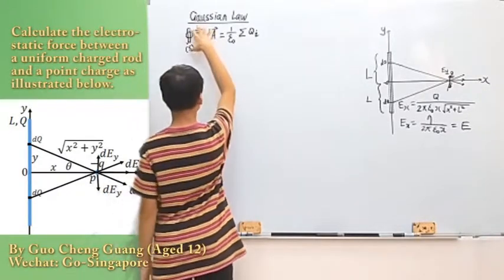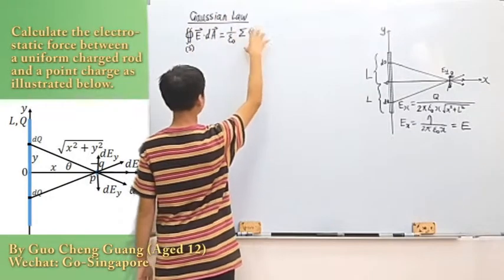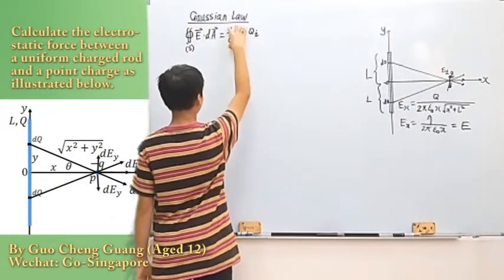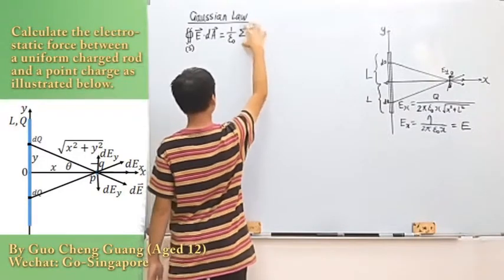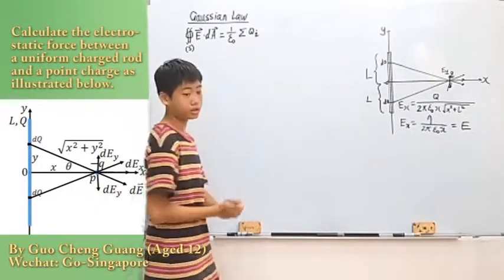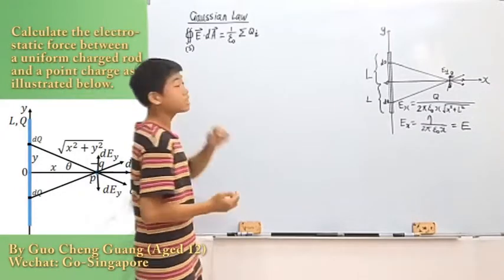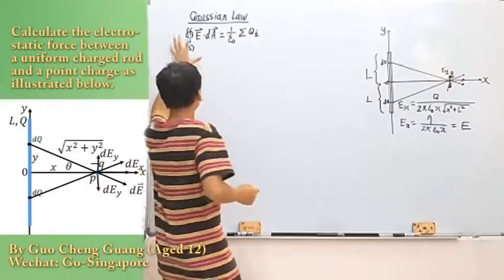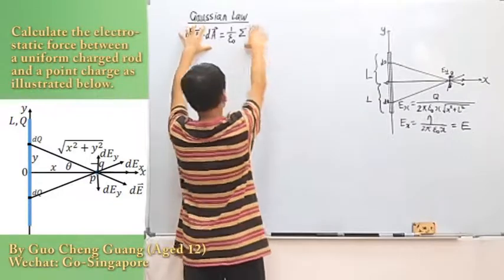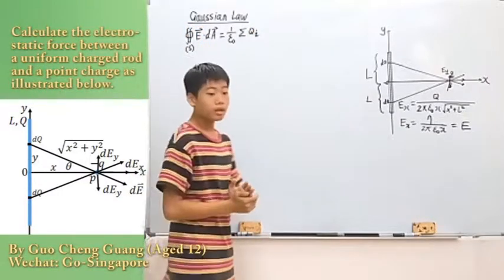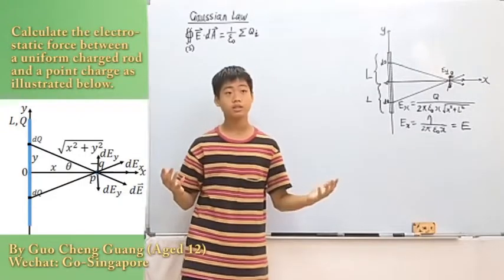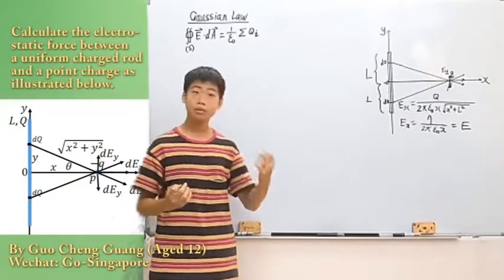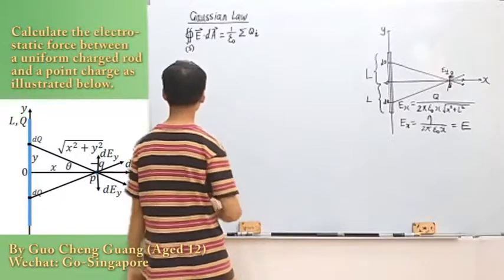Then that means flux being equal to 1 over epsilon naught sigma. Sigma means you add up all of the charges. So it's just a relationship between the flux and the charge. But wait, it may sound very, very simple, but you have to be careful. When can we use it? And many things like that.